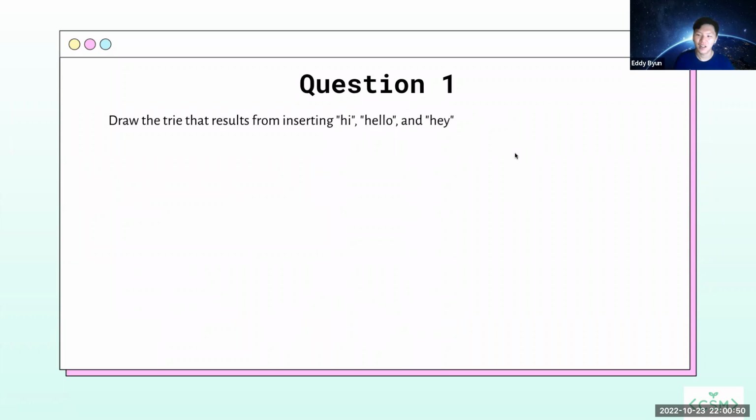Okay. Let's move on to question 1 of the worksheet. So the first part of the question asks us to draw the trie that results from inserting hi, hello, and hey. Again, I would recommend pausing the recording, and I'll go over the answer in 3, 2, 1. So after inserting hi, hopefully we get a trie that looks something like this. We have H and then I.